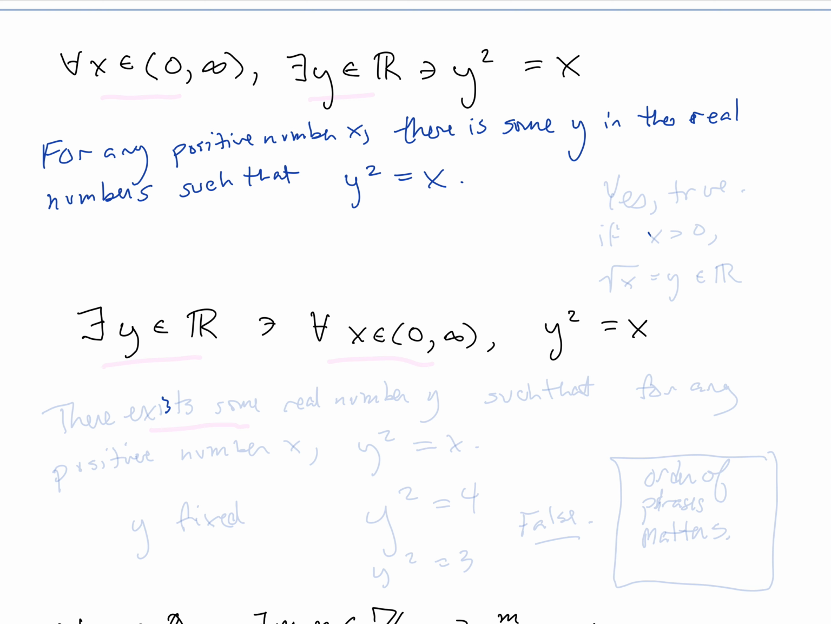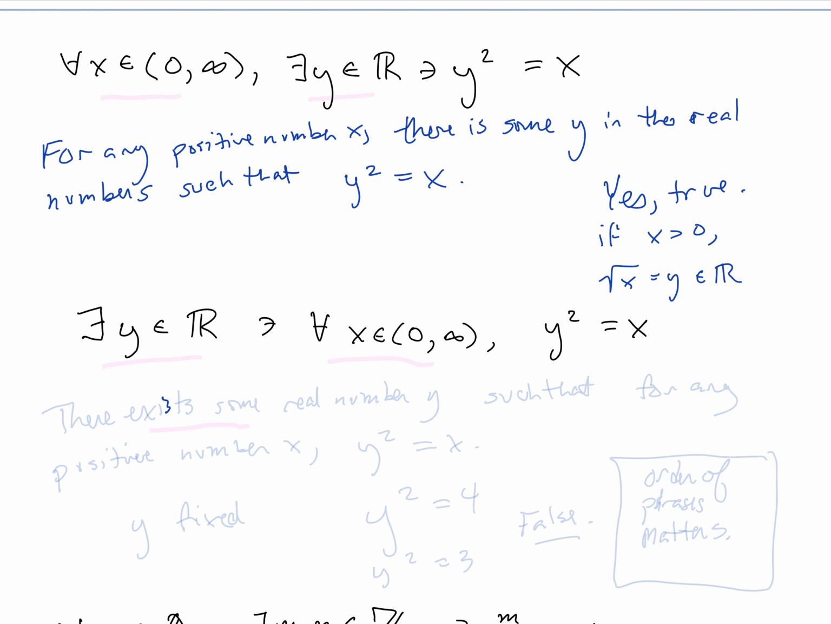Now, is that a true statement? Yes, we've edited our previous example. Previously, we saw that if x was less than 0, we ran into an issue. So yes, this is true. If x is greater than 0, then the square root of x equals y is an element of the real numbers and has the property that y squared is equal to x. So that's a true statement.